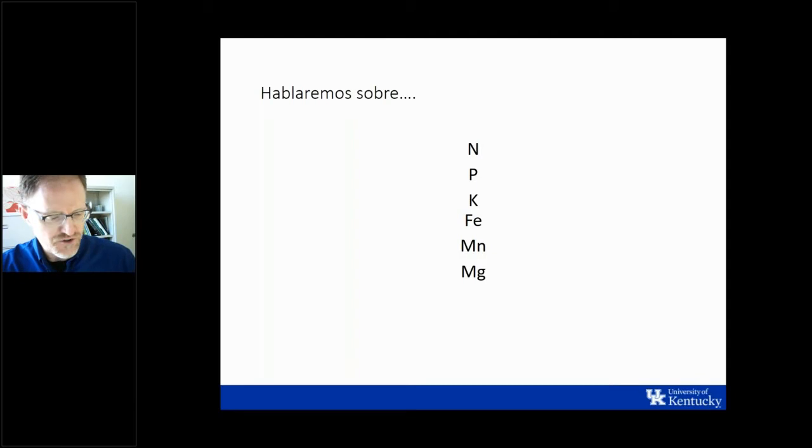If you have interest in other elements, I'm happy to discuss those. I'll just say that under normal conditions, with the exception of lime or sulfur, where you're trying to adjust pH, which is certainly a valid application, the application of other elements almost never results in a direct response. So we're not going to really go into those, but I'm happy to discuss them if you have questions.